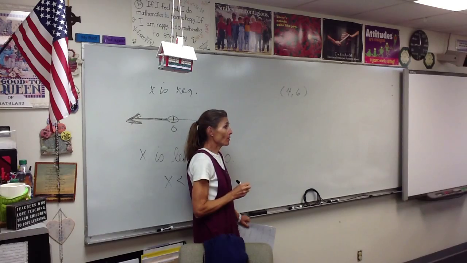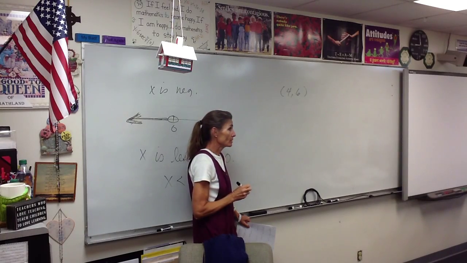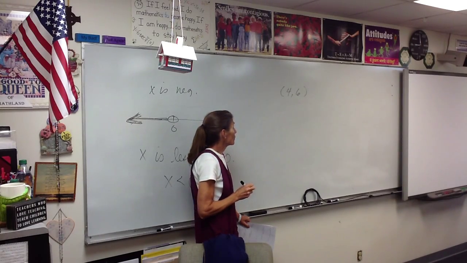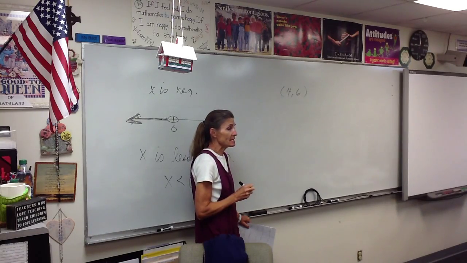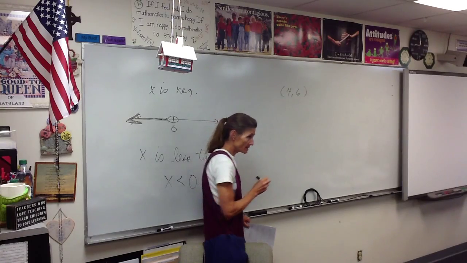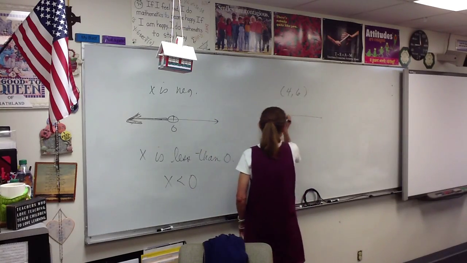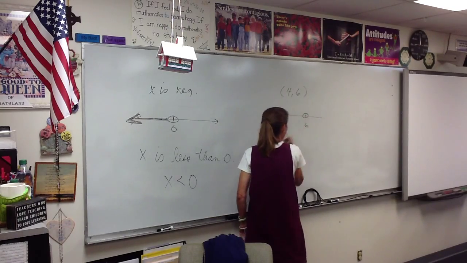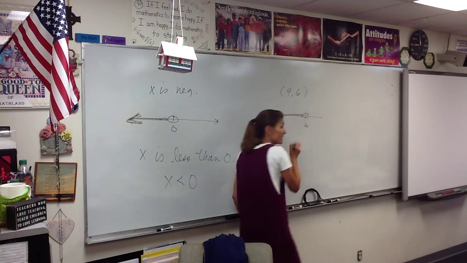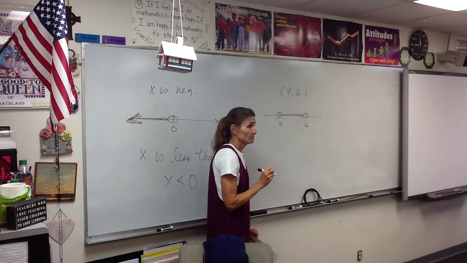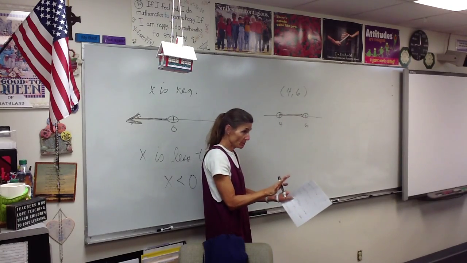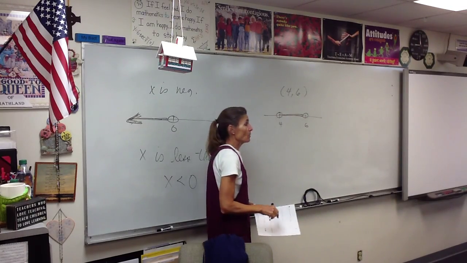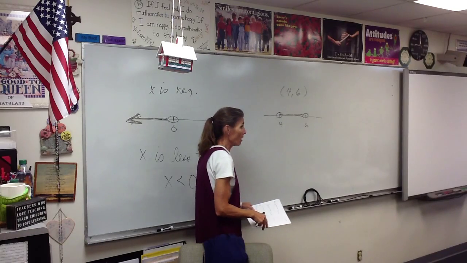Now remember that the parentheses mean open dots. So we're going to draw our number line. We have a 4 and a 6, open dots, shaded in between, right? Everybody good?